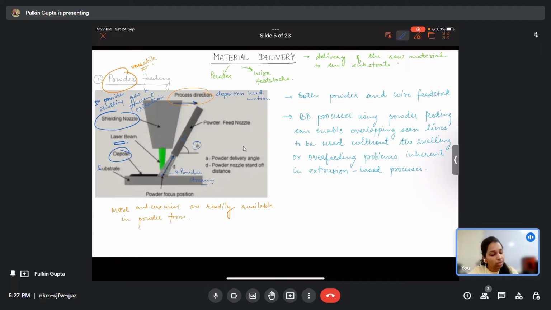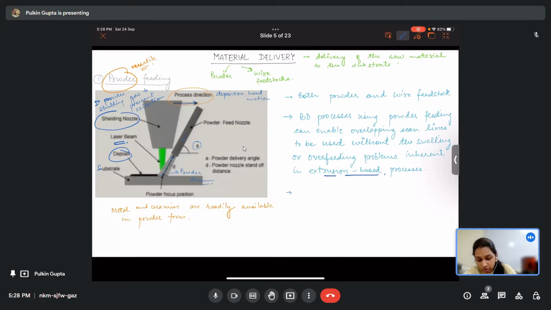Now, beam deposition processes using powder feeding can enable overlapping scan lines to be used without the swelling or overfeeding problems inherent in extrusion-based processes. We have seen in some of the previous lectures how there is swelling or overfeeding problems in FDM processes or extrusion-based processes. Now, this problem is avoided in case of beam deposition processes by the method of simultaneous powder feeding.